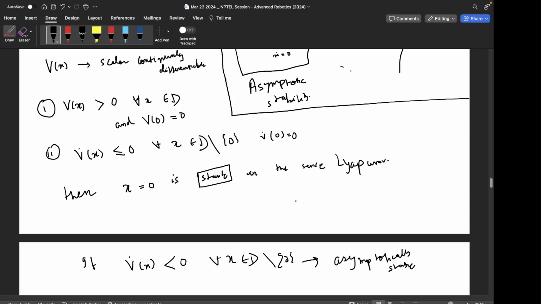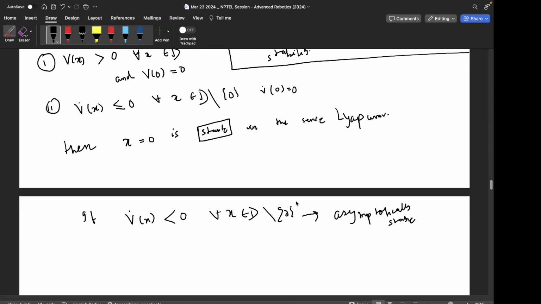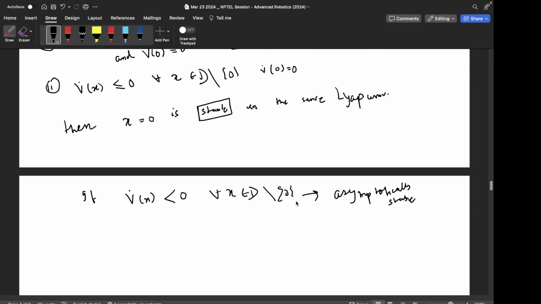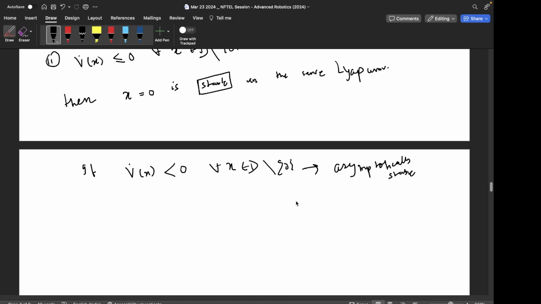By error here I mean that the state will approach the equilibrium point or the reference point, and make that difference go to zero. So in most cases we try to design systems which are asymptotically stable. Okay, okay, sir. So yeah, getting asymptotic stability is very nice, and if we get that, well and good.